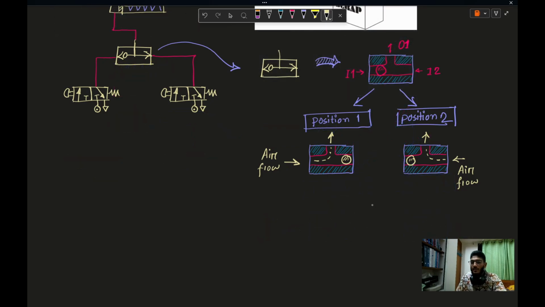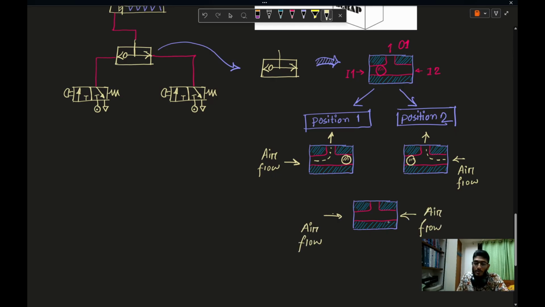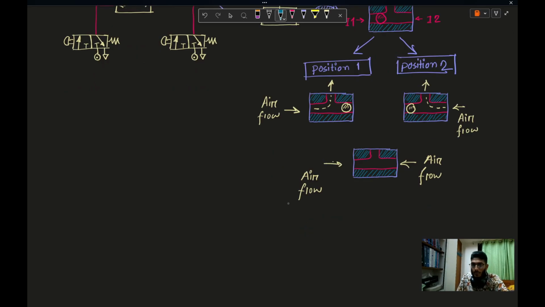But there is a question. What if I give both inputs as 1? What happens if I give airflow from both sides? Where will the ball go? So there are two cases. Case 1, giving input at the exact same time. Then the ball will go to the middle.